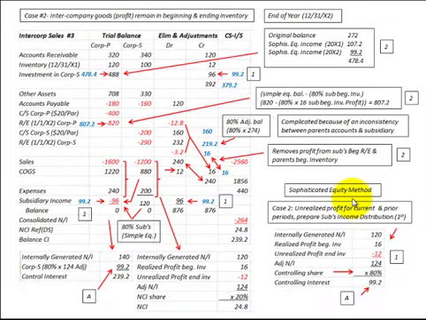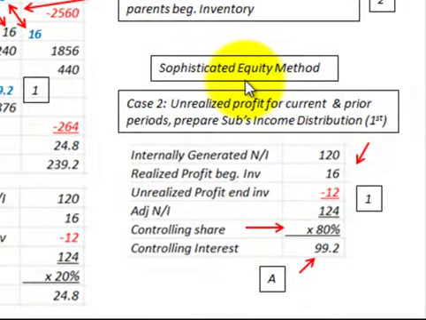Okay, now continuing on with our sophisticated equity method and our example, we're going to have some unrealized profit for both the current and prior periods, and we're going to have to first prepare the sub's income distribution schedule. So we take the internally generated income of $120,000, and then we add, in this case, a realized profit for the beginning inventory, subtract out unrealized profit for the ending inventory, and we come up with an adjusted net income of $124,000.